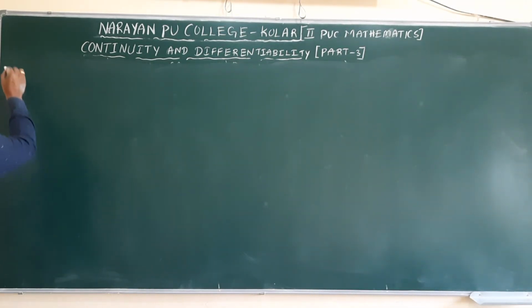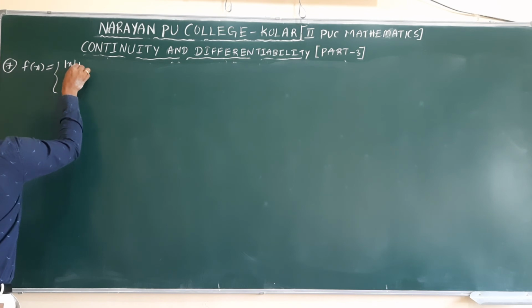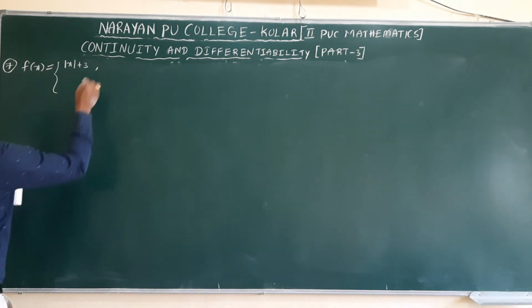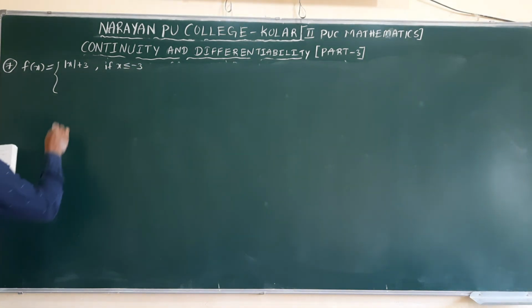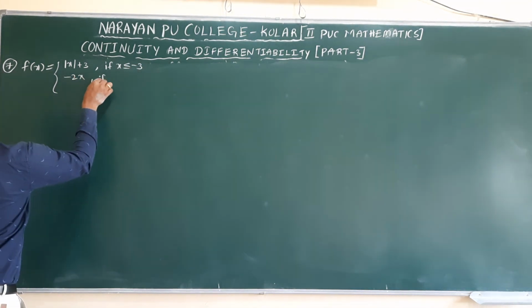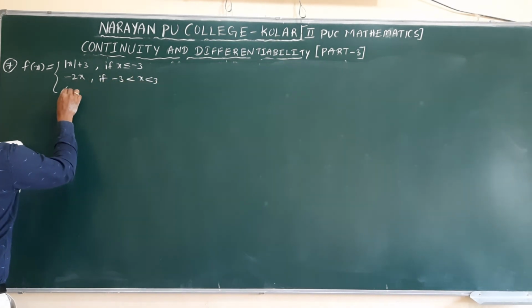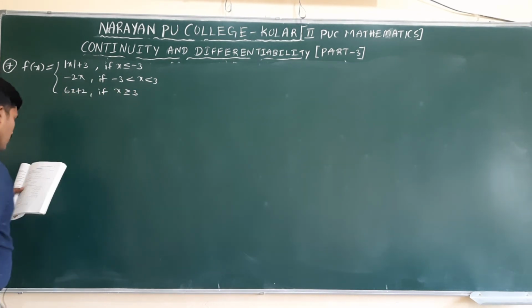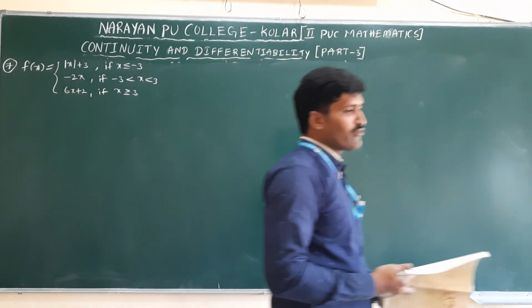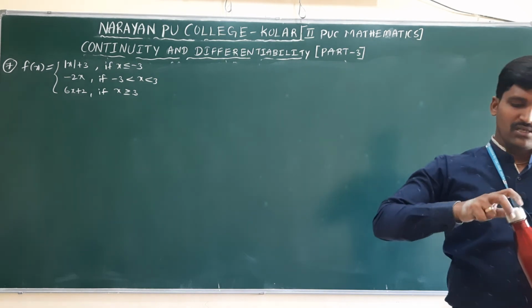Next, question number 7. Solve the same way. f of x equals mod x plus 3 if x less than or equal to minus 3, minus 2x if minus 3 less than x less than 3, 6x plus 2 if x greater than or equal to 3. Here at 2 points the function changes definition. At those points we need to check the left side and right side.